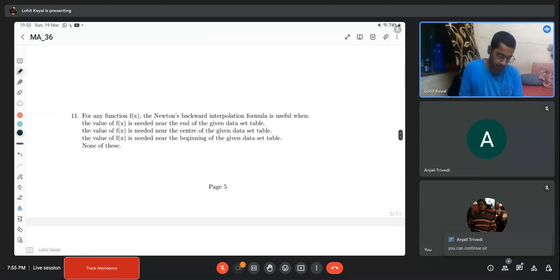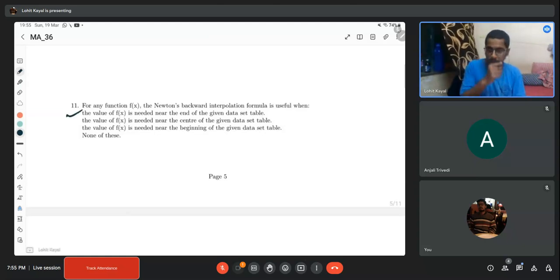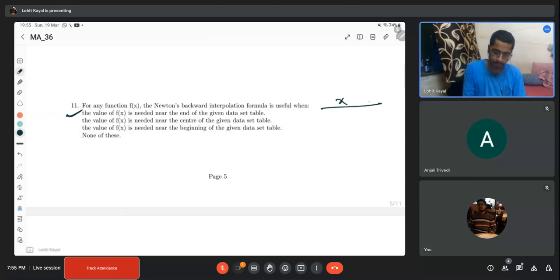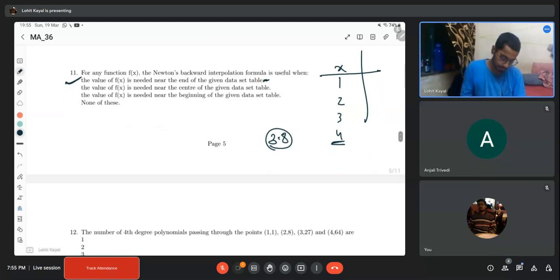Okay, so let's continue with this question 11. Newton's backward interpolation formula is useful when the value of f(x) is needed near the end of the given set of table. Yeah, that is correct, because when you are given a set of data and suppose your x is 1, 2, 3, 4, and you need to calculate the value at 3.8, then using Newton's backward formula is useful this time. So this option is correct.